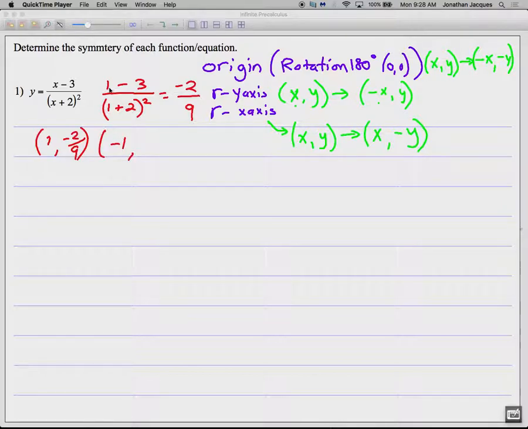What about at -1? I'll do that in a different color so it stands out. Blue. -1 minus 3, -4 up top. -1 plus 2 squared is 1, so I get -4. And you can clearly see that opposite inputs do not give me opposite or the same value outputs. So in this case, this is proof enough. This is a counterexample.